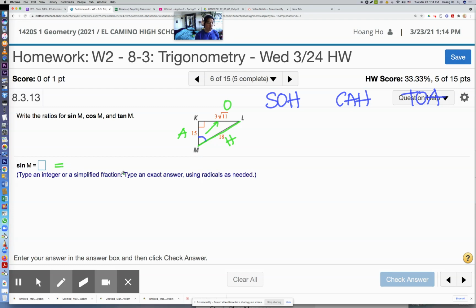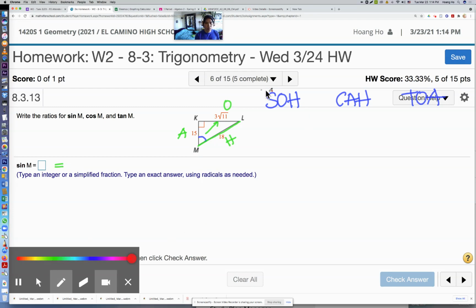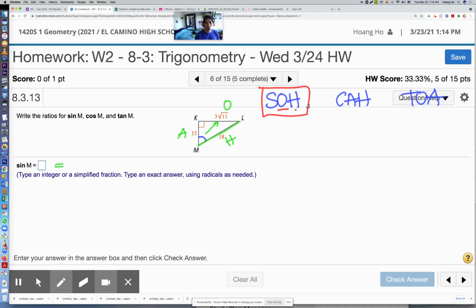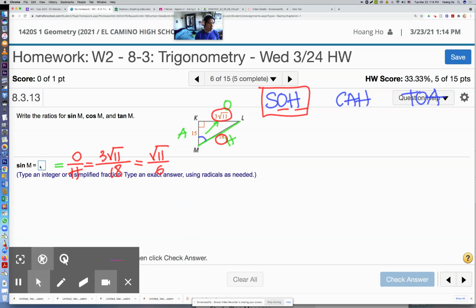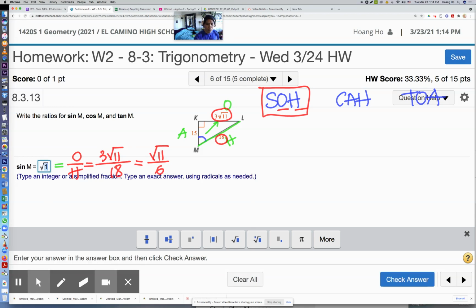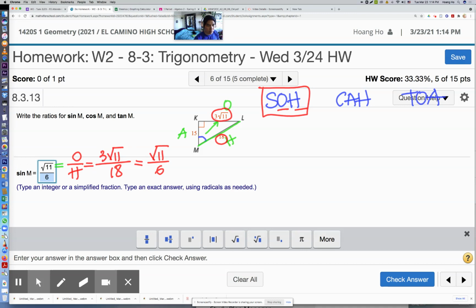So sine should be right here. Opposite over hypotenuse. Opposite, that's 3 square root of 11, over hypotenuse, that's 18. Simplify by 3. So that would be square root of 11 over 6. Okay. Simplify your fraction. This is the exact answer. So square root of 11, move the cursor over, divide by 6.